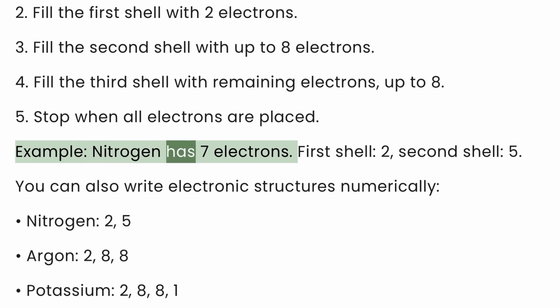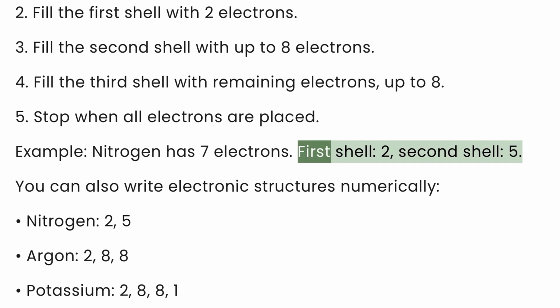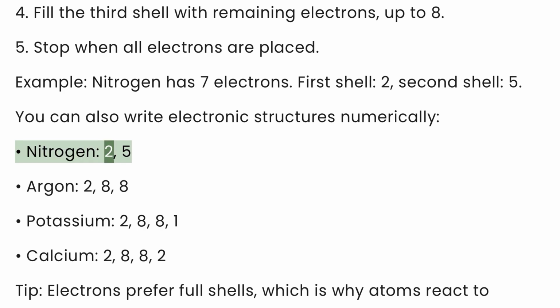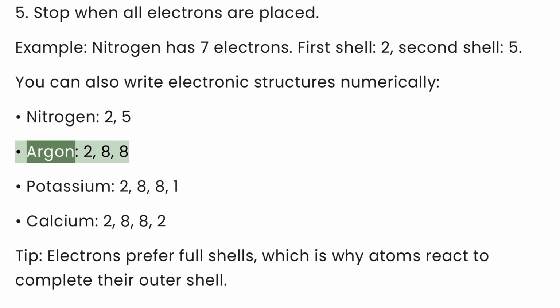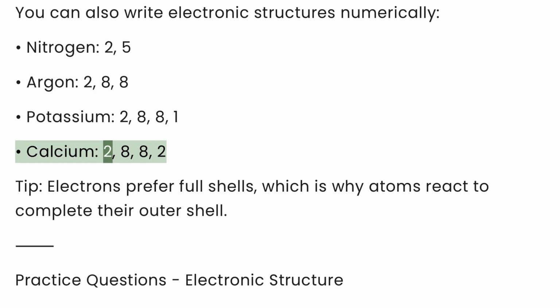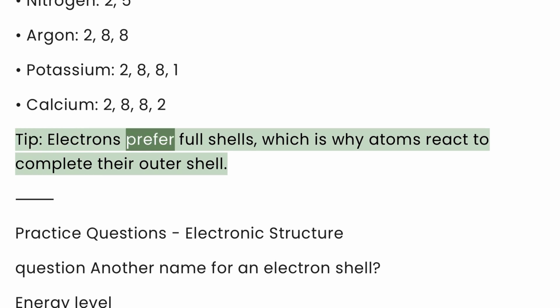Example: nitrogen has 7 electrons. First shell, 2. Second shell, 5. You can also write electronic structures numerically. Nitrogen, 2, 5. Argon, 2, 8, 8. Potassium, 2, 8, 8, 1. Calcium, 2, 8, 8, 2. Tip: Electrons prefer full shells, which is why atoms react to complete their outer shell.